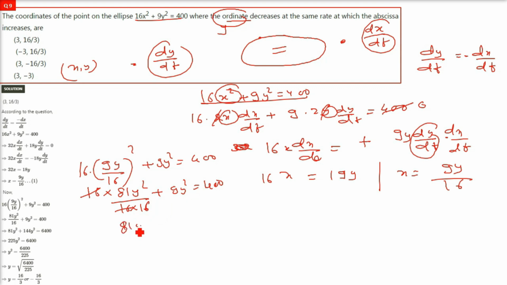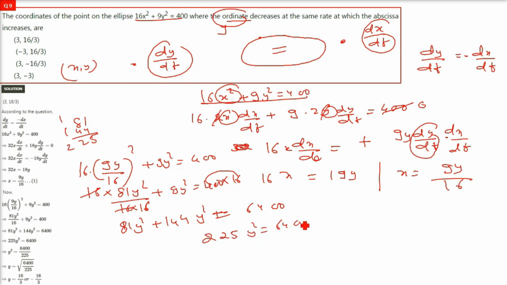So we have 81y square plus 9 into 16, what is 16 into 9? It's 144, y square equals 400 into 16. So 16 4s are 64. You have 6400 here. So now just add these. 81 plus 144 is going to be 225. So you have 225 y square equals 6400. y square is 6400 by 225. Both are perfect squares.